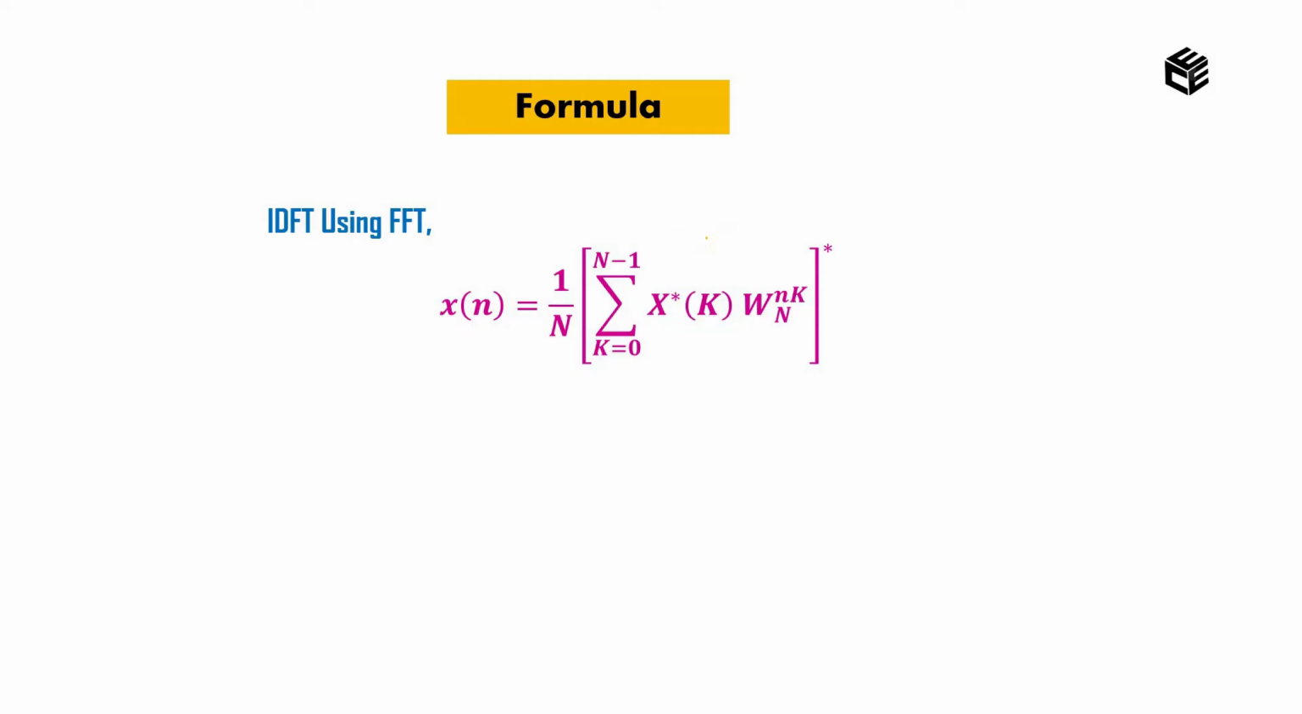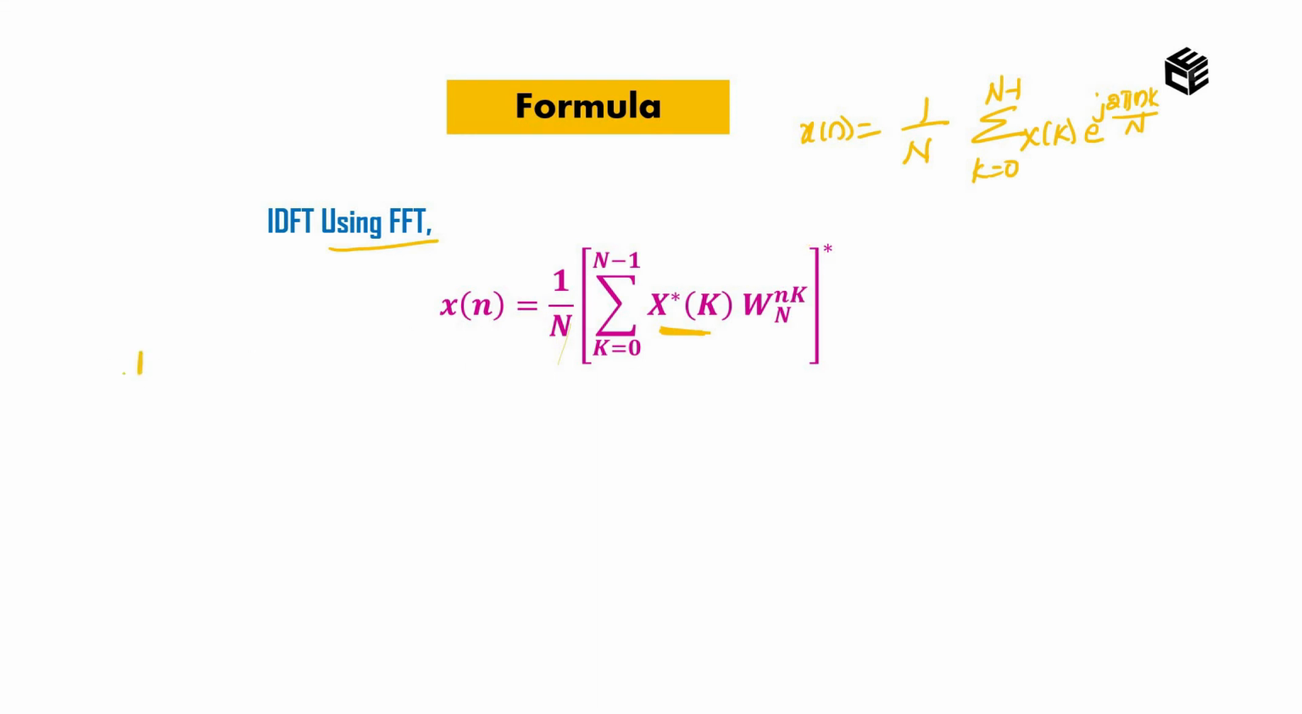Okay. Let me show you the formula to perform a third problem, that is IDFT using FFT. We know the formula for IDFT as x of n is equal to 1 by N summation k equal to 0 to N minus 1 x of k e power j 2 pi nk divided by capital N. Right. In the same way, we are going to find IDFT using FFT. The only difference between these two formulas is, here we will be taking x conjugate of k and also we will find the overall answer by taking the conjugate.